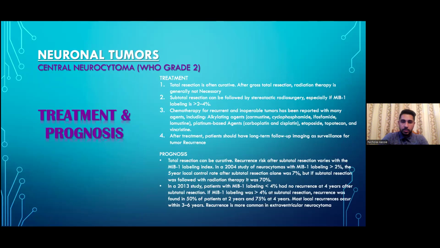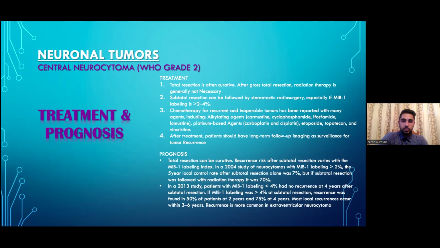Treatment and prognosis. In terms of treatment, total resection is most often curative, and after gross total resection, radiation therapy is generally not necessary. Subtotal resection can be followed by stereotactic radiosurgery, especially if MIB1 labeling is greater than 2 to 4%. Chemotherapy for recurrence and inoperable tumors has been reported with many agents, including alkylating agents, platinum-based agents, etoposide, topotecan, and vincristine. After treatment, patients should have long-term follow-up imaging as surveillance for tumor recurrence.